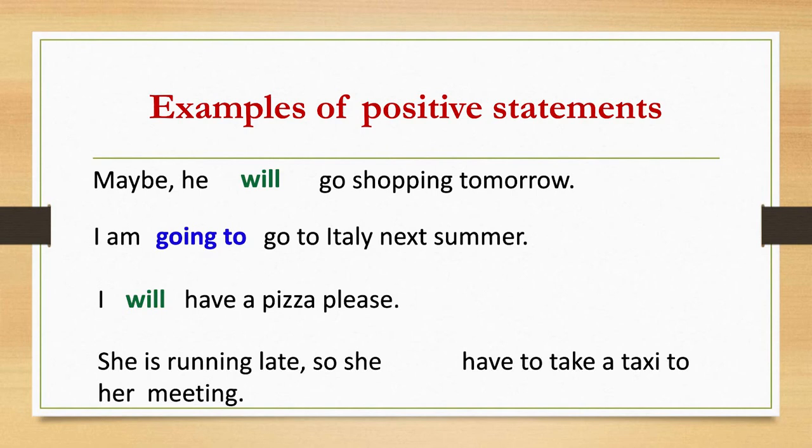So the use here is not for going to, it's for will, because we just decided that in order to arrive at her meeting on time, she's running late, she has to take the taxi to her meeting. So we have to use will in this case. She is running late, so she will have to take a taxi to her meeting.